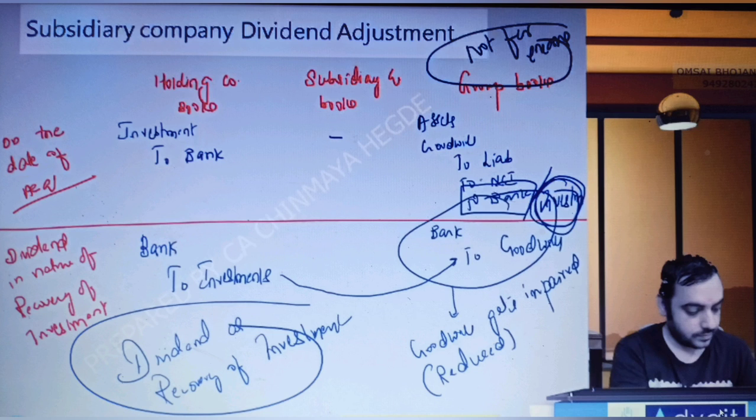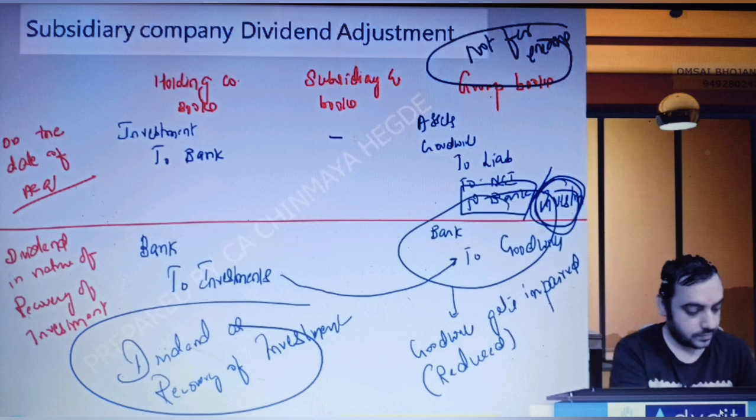First, think logically. Investment amount is getting reduced. What is the formula for goodwill we discussed? Investment minus net assets, goodwill calculation, group books, Ind AS 103, at the time of acquisition: cost of investment plus NCI minus net assets. If investment gets reduced, what will happen to goodwill? This will be credited to the goodwill account. Goodwill gets reduced, which means goodwill gets impaired. So impairment of goodwill comes.